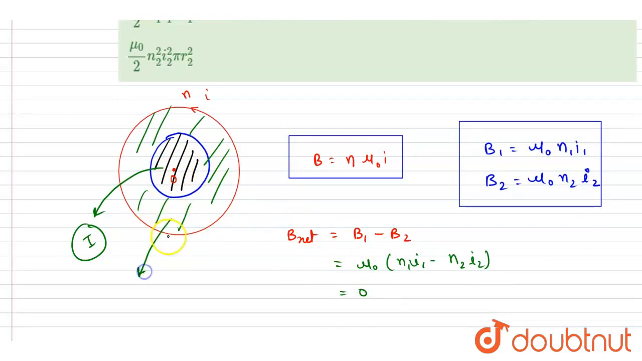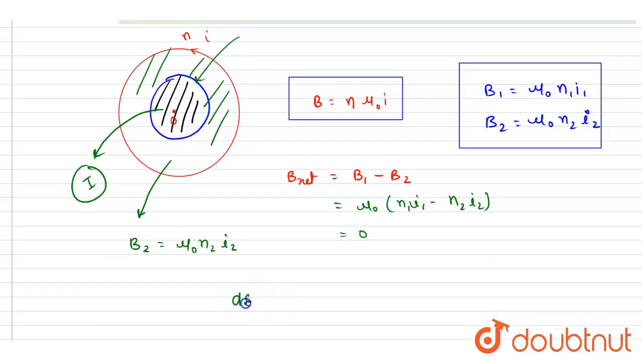So in this region, the net magnetic field will be 0. And in region 2, because of the inner solenoid there will be no magnetic field, right? And because of the outer one, it will be B2, which is mu naught N2 I2. So only in this region the magnetic field will exist.